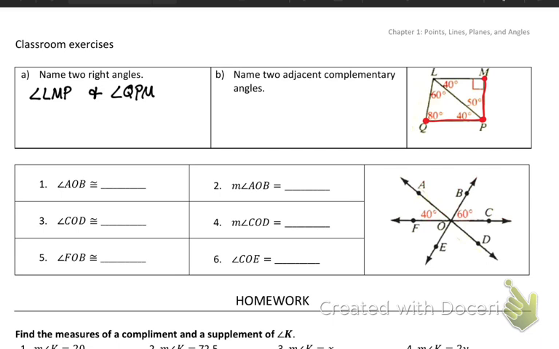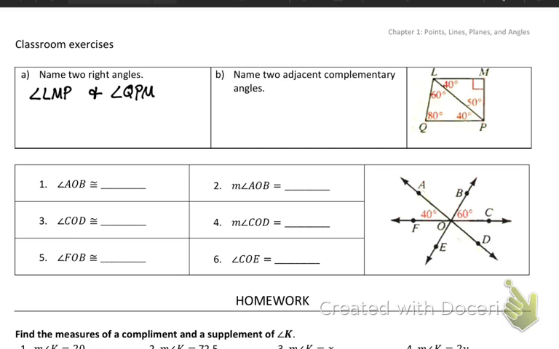Name two adjacent complementary angles. Adjacent means glued together. What does complementary mean again, Matthew? The two angles when added equal 90 degrees. Do we have two things that add to 90 degrees? Yeah, we got this 40 and 50. We just got to be careful naming them. They're not asking what's the big angle that makes 90 degrees. They're asking for the individual angles that when added equal 90 degrees.